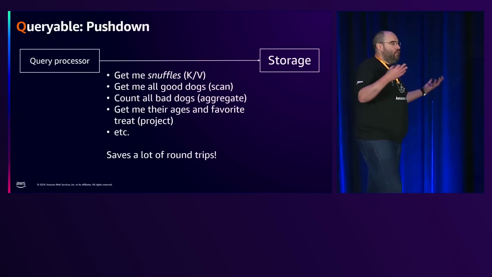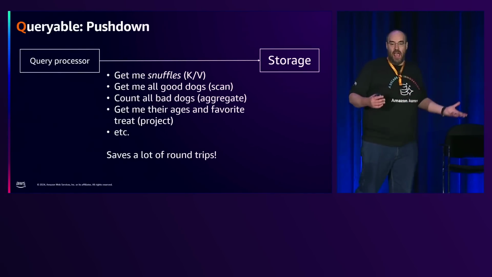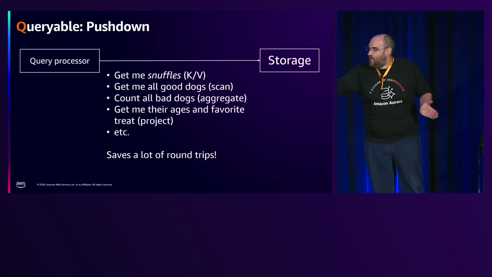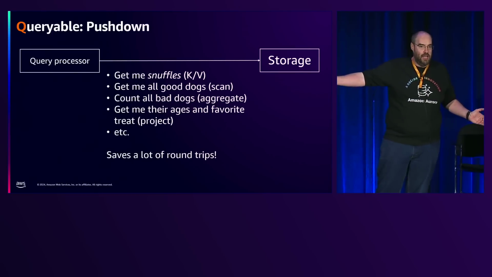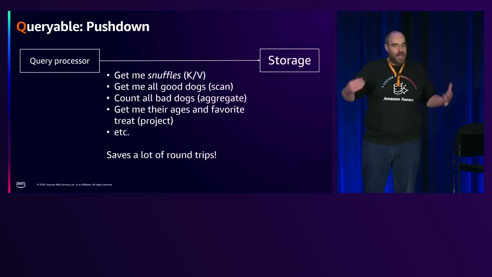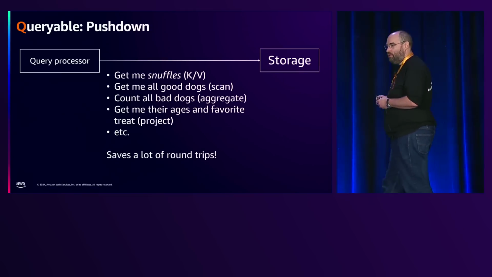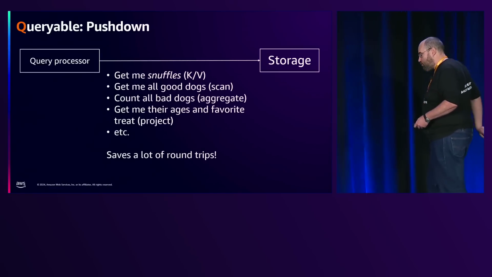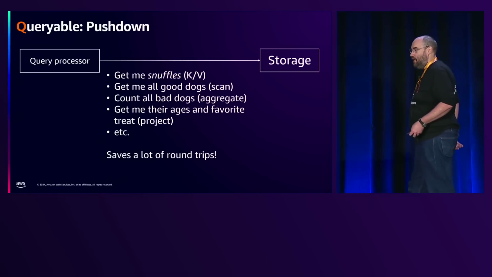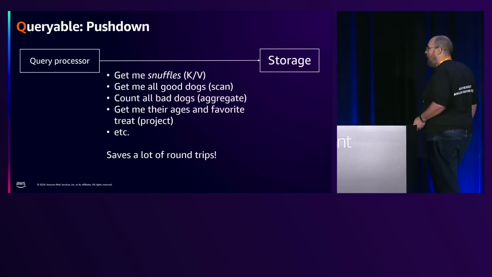And so when we say push down, we are talking about a few operations, and here's some of them. Get me Snuffles, right? I want the row called Snuffles. Get me all of the good dogs, right? And that could be a scan. That could say, look over this entire table you have sequentially and find all of the rows that match this particular predicate. Count all of the good dogs. Just look over all of those rows and count all of them that match a particular predicate.